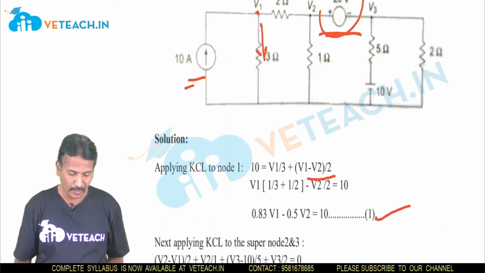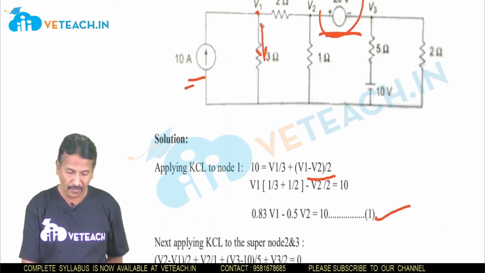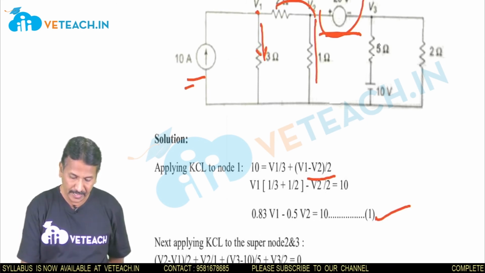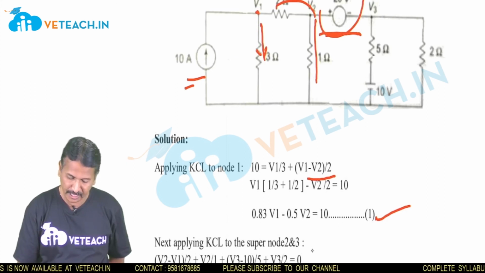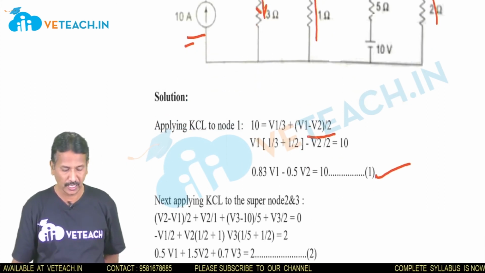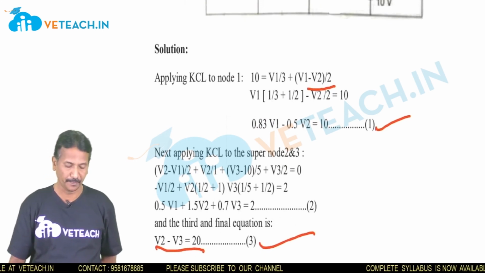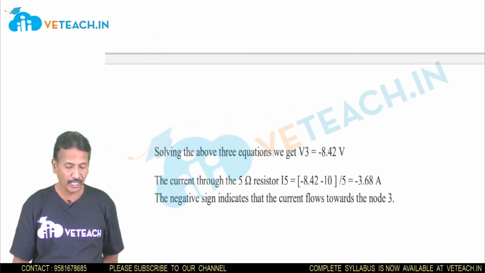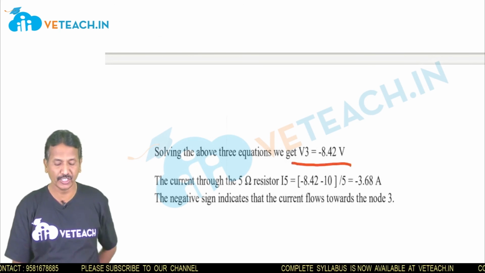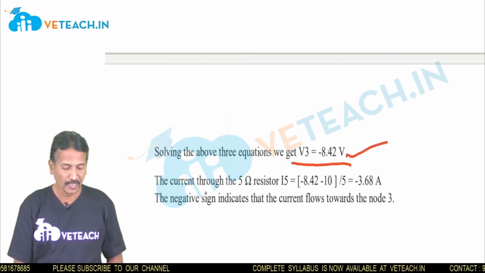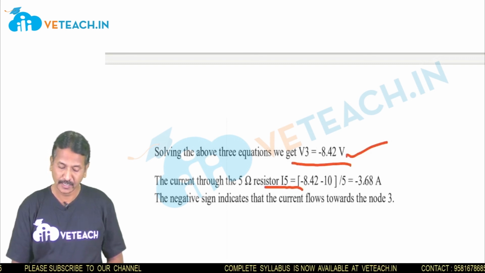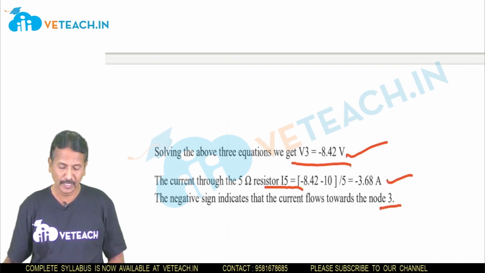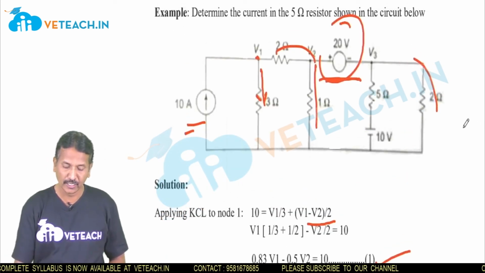Nodes 2 and 3. What happens here? (V2 minus V1) by 2, V2 by 1, and (V3 minus 10) by 5, and V3 by 2. So this is the KCL across nodes 2 and 3. And the third equation is nothing but V2 minus V3 equal to 20. Okay, if we substitute these values and solve the above equations, what happens here? V3 is equal to minus 8.42, and the current across the 5 ohm resistance, that is I5, is equal to minus 3.68. The negative sign indicates the current flows towards the node, meaning here we have to change the direction across node 3.